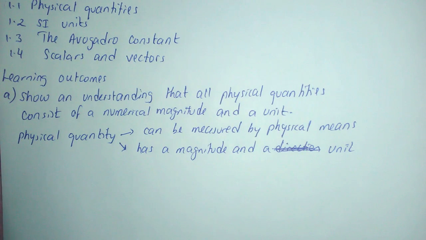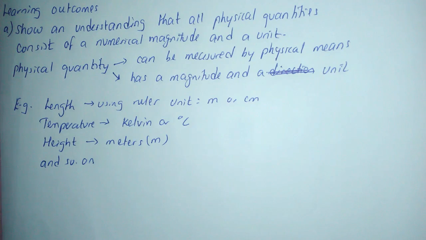So now let's look at some examples of physical quantities. So here I've just written some physical quantities. We have length, we have temperature, we have height. Now let's move on to part B.